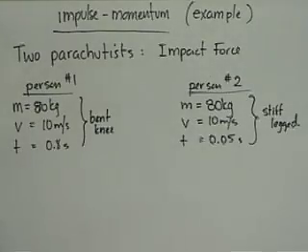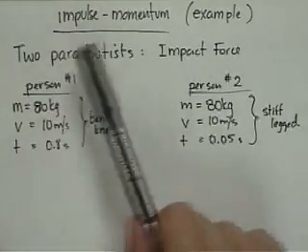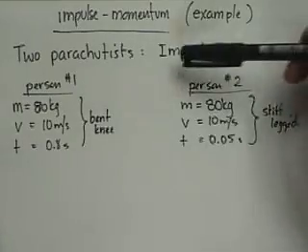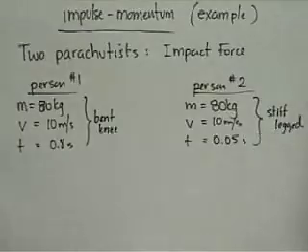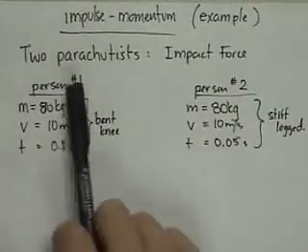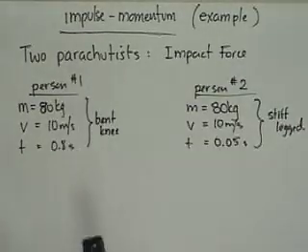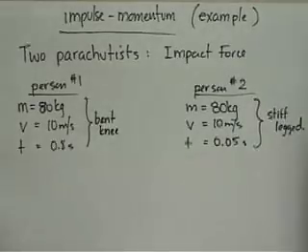Okay, I got two situations here for you. There's two separate parachutists, and what we're going to do is try to figure out their impact force. So when they land, what's the force on their leg? We're going to have person one who's going to land in a bent-kneed fashion. Person two is going to land in a stiff-legged fashion.